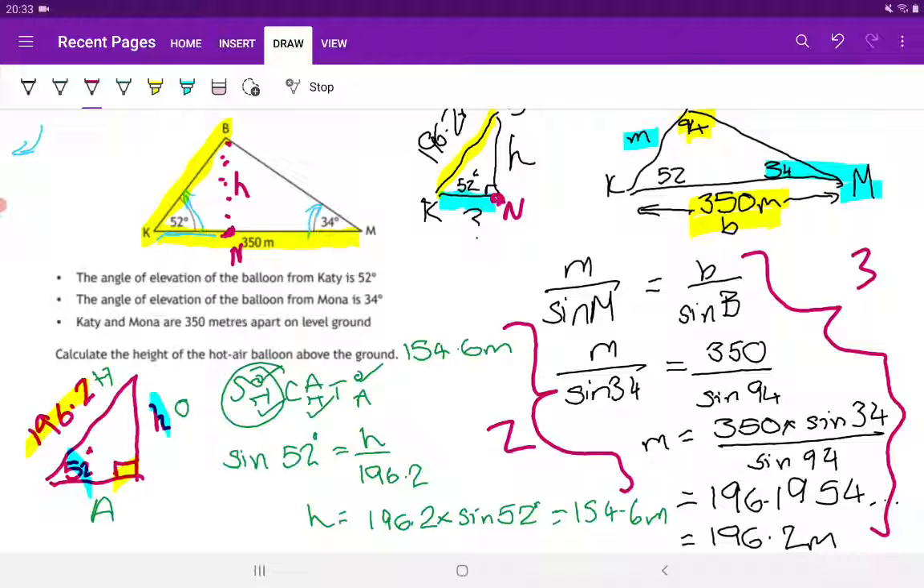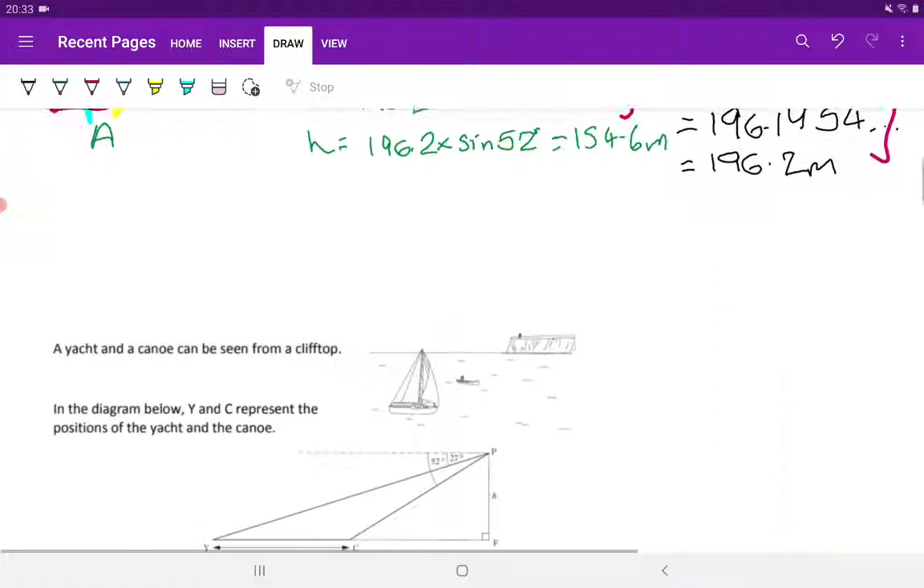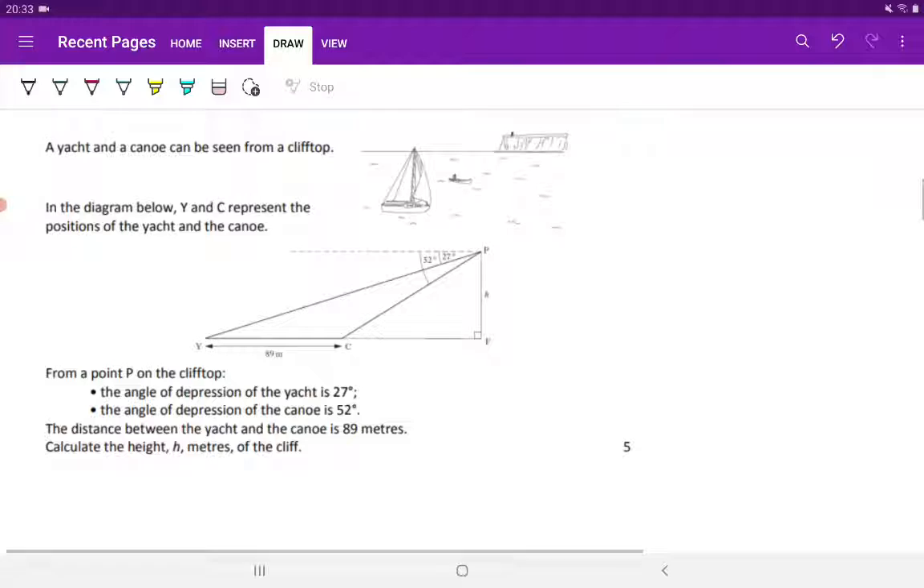I'm going to do one more example, and then, as I said, because this is already 10 minutes long, I'll stop the video and I'll do another video for the other question. So, this is a similar question. Again, look here, you can see the 5 marks. There's your clue that we're going to have to do a double process.